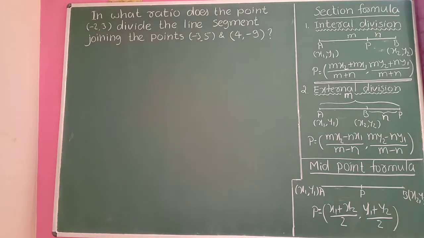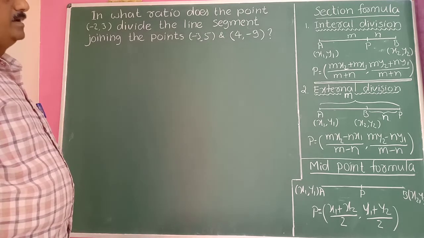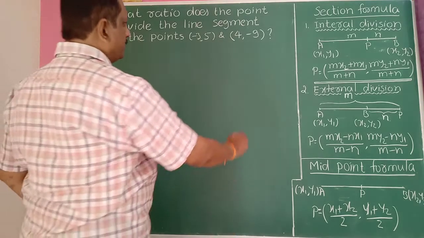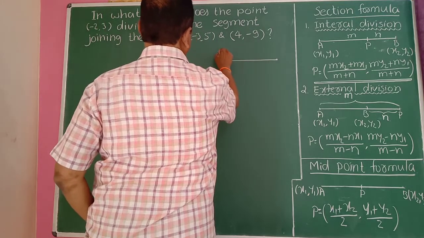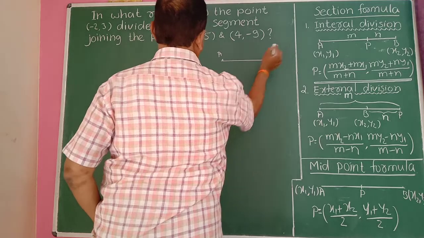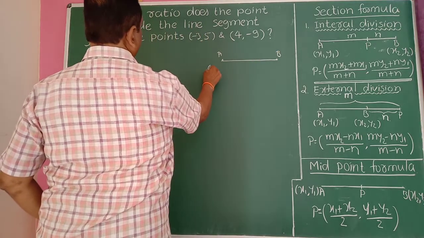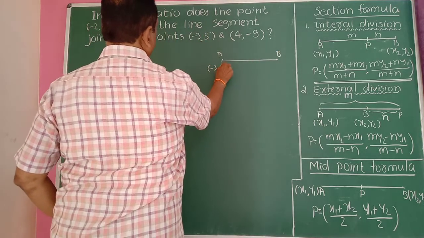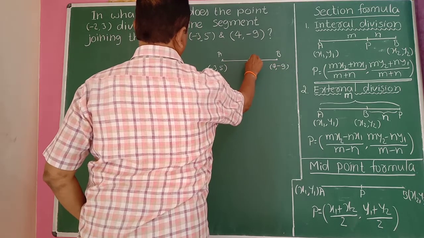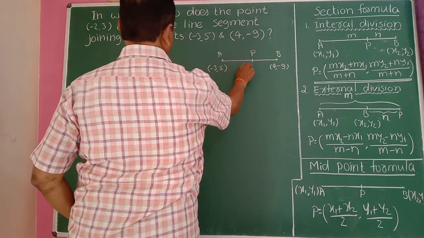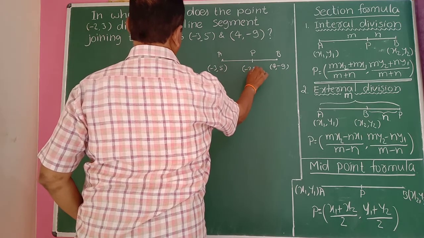So in what ratio does the point (-2, 3) divide the line segment joining the points (-3, 5) and (4, -9) here? It is just like the previous example here. So in this example I am using a different method here. Okay, take point A as (-3, 5) and B as (4, -9). Take this point as P here. Coordinate of P is (-2, 3) here.